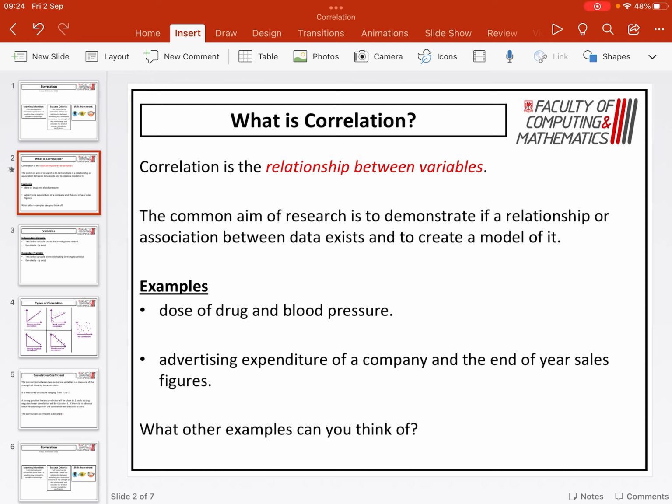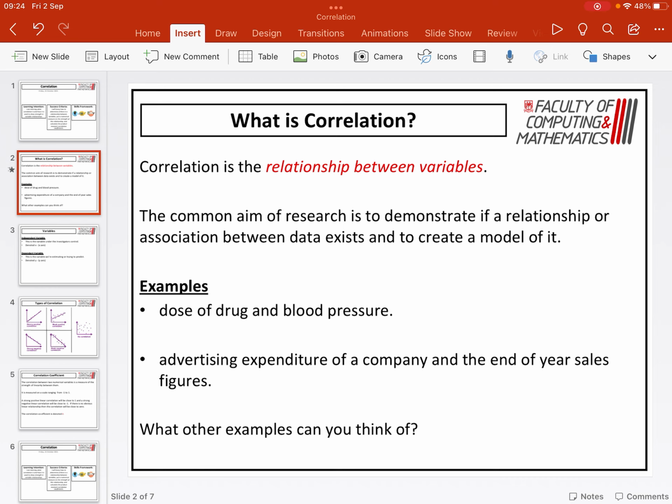For example, dose of drug and blood pressure, that would be something that scientists, the pharmaceutical industry might want to be taking a look at. In terms of financial uses, we could look at advertising expenditure and the end of year sale figures. Is there a correlation? Does that mean the company should spend more money on advertising and so on? Have a think for yourself if there's any other examples of two different variables that you might want to work out if they're correlated, if there's a relationship between them. For example, we could consider if there's a correlation between something as simple as height and weight.